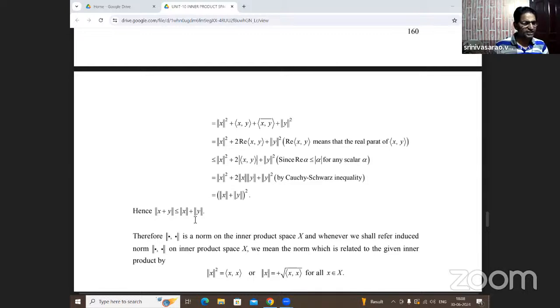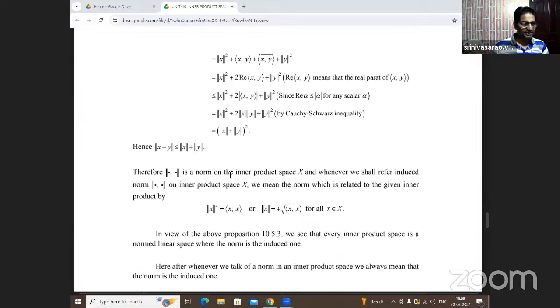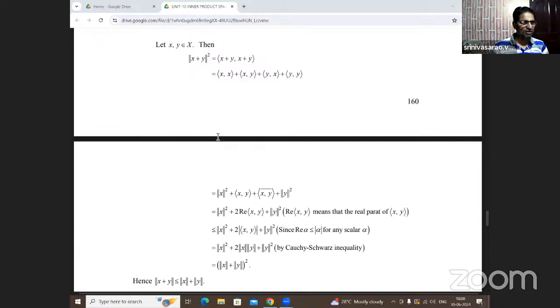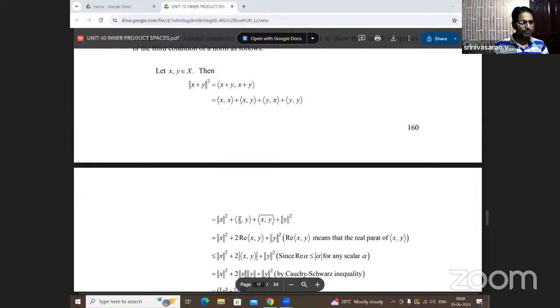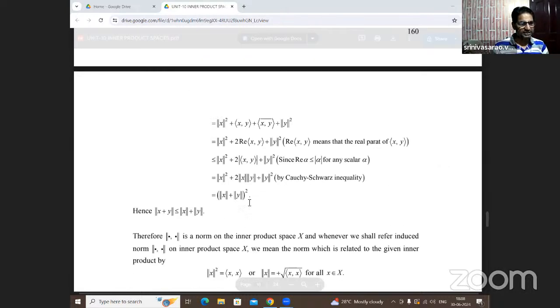Finally, the triangle inequality is also verified: norm of x plus y is less than or equal to norm x plus norm y, under the given proposition. In the examination, state and prove the triangle inequality, that is, prove that norm x plus y is less than or equal to norm x plus norm y, given this as our assumption.